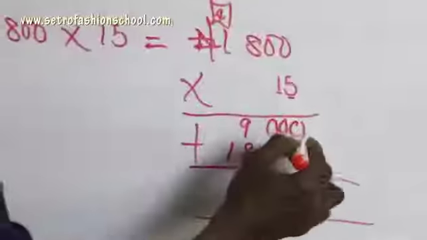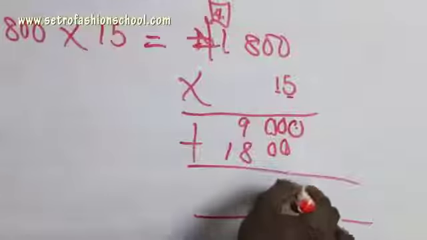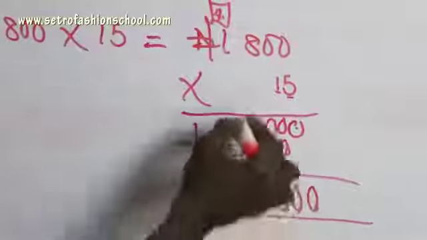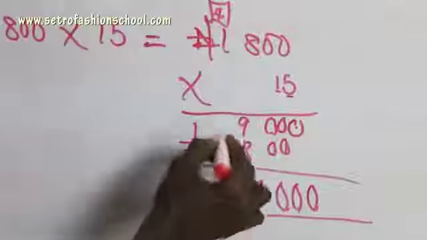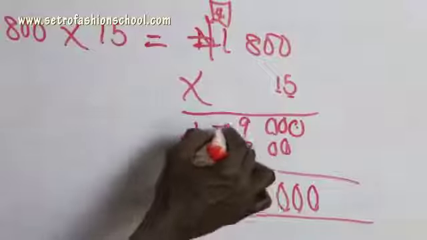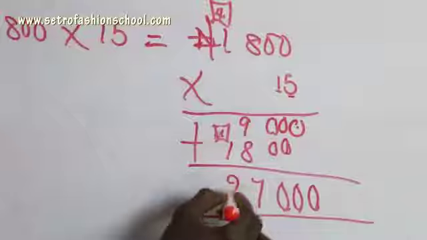And that's going to be nothing here. 0 plus 0 is said to be 0. 0 plus 0, 0. 0 plus 0, 0. 9 plus 8 will give you 17. Carry 1. Now the 1 plus 1, that will be 2.